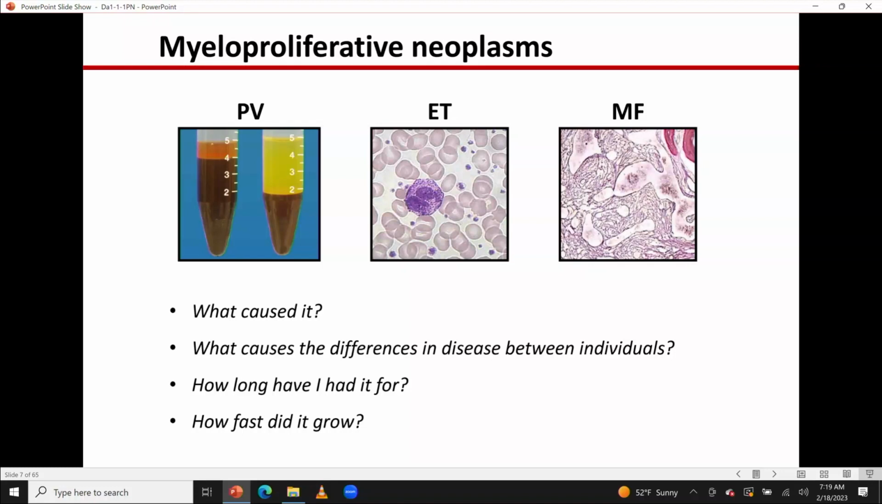Did I have it 5 years ago? What happened in my life that meant that I then started to feel unwell and got this diagnosis? So how long have I had it for, and how fast did it grow, and is it still growing? These are incredibly important questions for our patients. And we're going to start one by one and go through them. And I'm just going to give you a flavor for each of these questions.